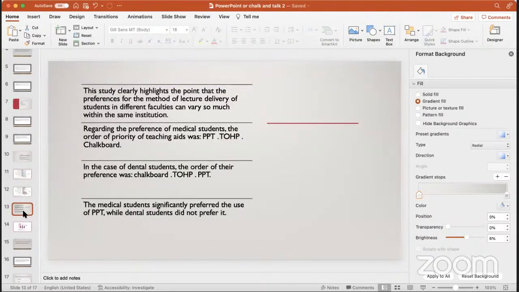This study clearly highlights the point that the preference for method of lecture delivery for students in different faculties can vary so much in the same institution. Regarding the preference of medical students, the order of priority for teaching was first PowerPoint, overhead projector, and chalkboard. In the case of dental students, the order of preference was chalkboard at the top, then overhead projector, and lastly PowerPoint presentation. Medical students significantly prefer the PowerPoint presentation, while dental students do not.